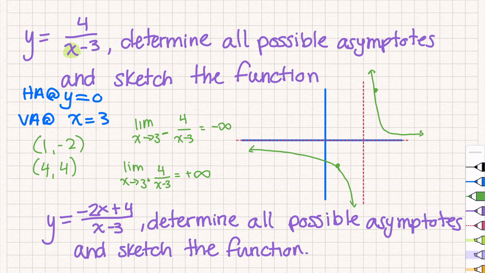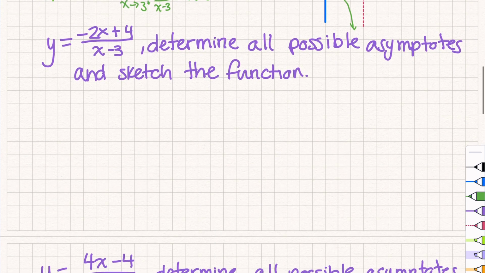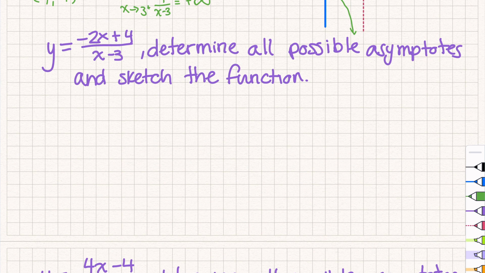Okay, let's try another one. This time we have the function y equals (-2x + 4) over (x - 3). And we're going to determine all the possible asymptotes as well as sketch the function. So for this one, notice we have the same degree in the numerator as the denominator. So what would our horizontal asymptote be? It's going to be -2 over 1, which is at y equals -2.